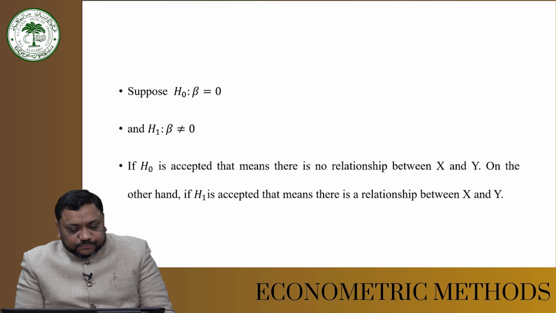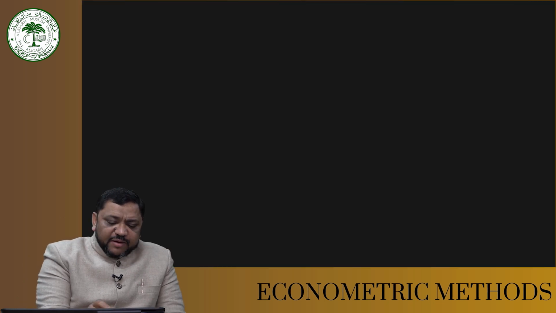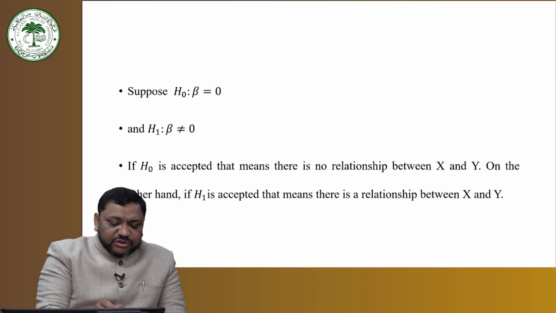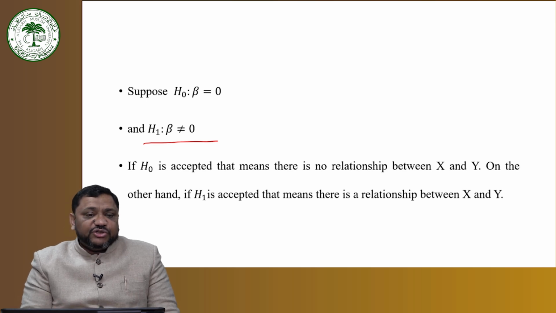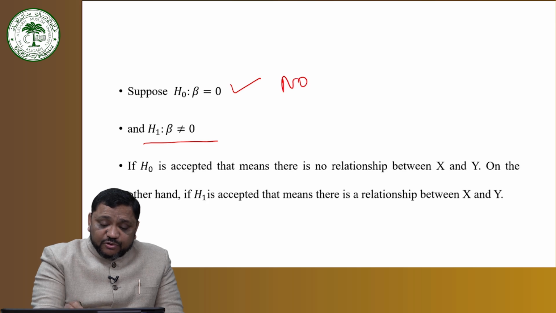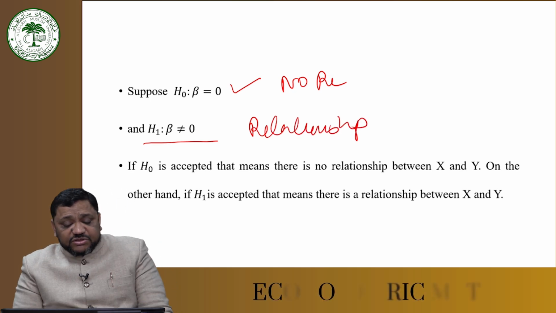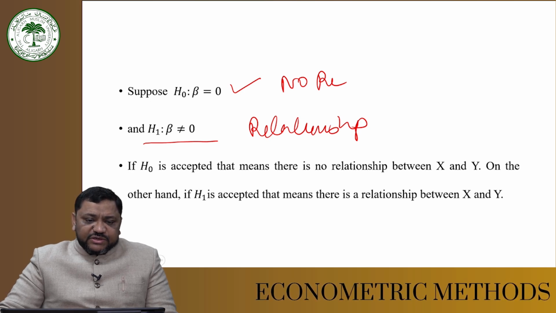Let us simplify it. Suppose H naught, the null hypothesis, is beta is equal to 0, and the alternate hypothesis is that beta is not equal to 0. If the null hypothesis is accepted, it means there is no relationship between x and y. If the alternate hypothesis is accepted, it means there is a relationship between the two variables x and y.